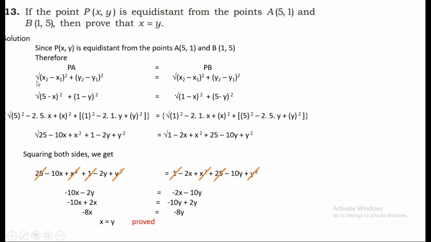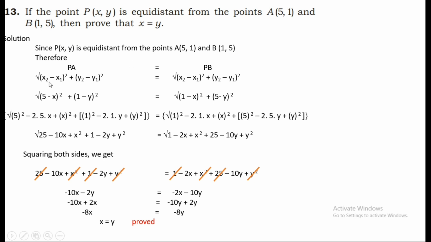Then you will use the distance formula: root over (x2 minus x1) square plus (y2 minus y1) square equals root over (x2 minus x1) square plus (y2 minus y1) square. So you should know this. If your P coordinate is x1 y1 and your A coordinate is x2 y2, and for PB, your P coordinate is x1 y1 and your B coordinate is x2 y2. So put down the values.